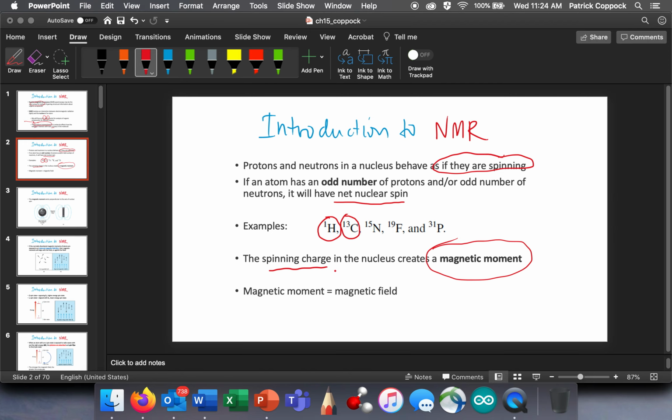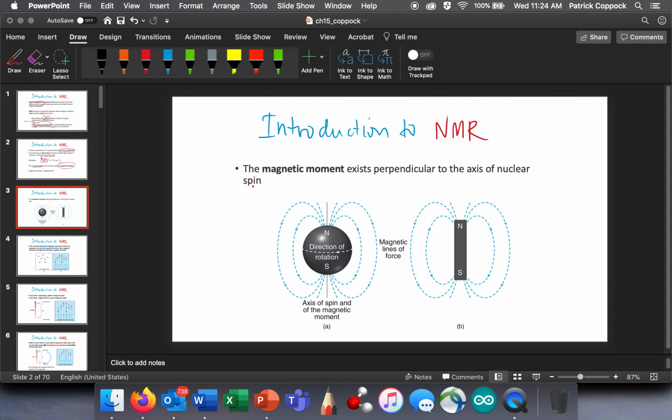Why is that the case? Well, that's a physics question. I guess Physics 2 usually does electricity and magnetism. But the spinning charge creates a magnetic field. So if I have hydrogen atoms, there's going to be a magnetic field around it, all right? So the magnetic field exists perpendicular to the axis of the spin, right? So this guy is spinning around like this, and the field is going to be perpendicular to that.